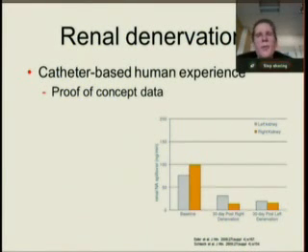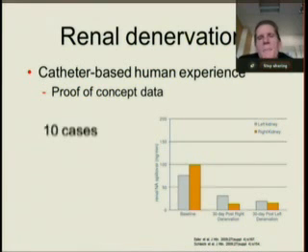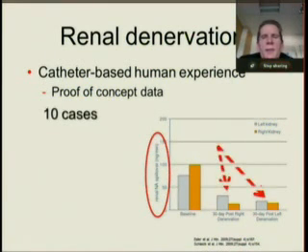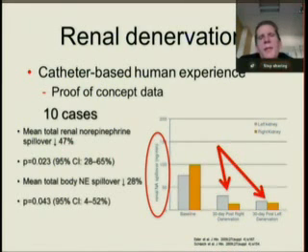And this shows the proof of concept data that was published in 2009, which shows that the renal norepinephrine spillover was significantly decreased compared to baseline after renal denervation. These were 10 cases that were studied. And there was significant reduction in the norepinephrine spillover here, both renal and total body norepinephrine spillover.